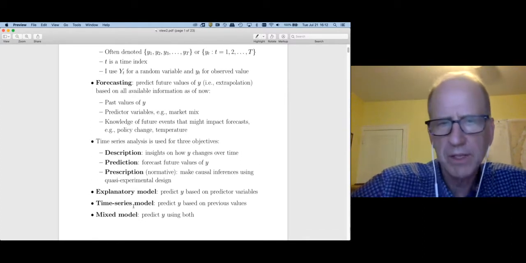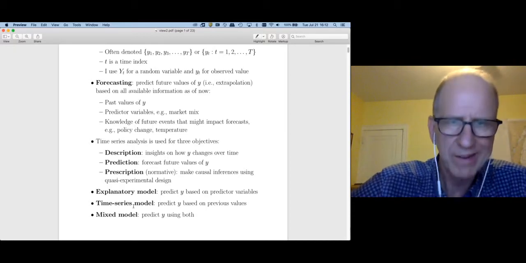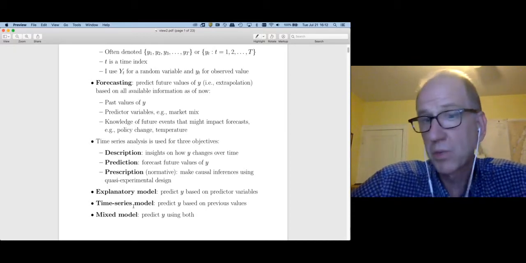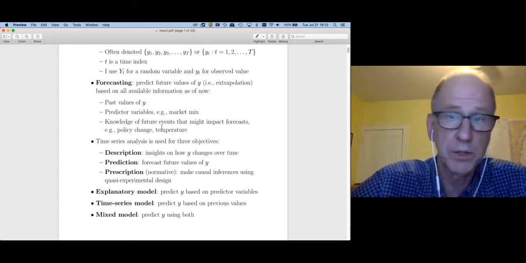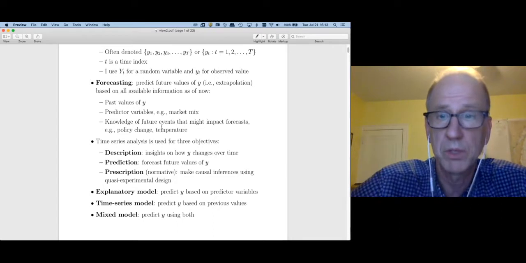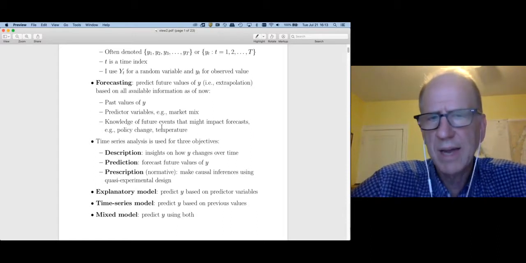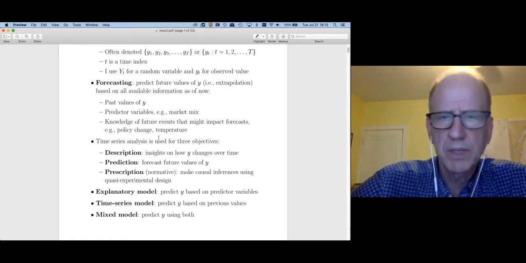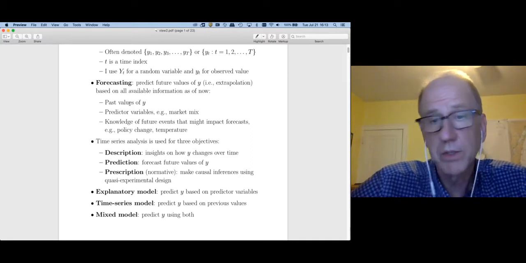Now, there are various models that we're going to be studying. Explanatory models predict Y using predictor variables. These predictor variables could be things like the marketing mix. They could also be things like temperature. So temperature or policy change would be an explanatory variable. Time series models predict Y based on just the previous values. So that's this first line. Mixed models are going to use them both.